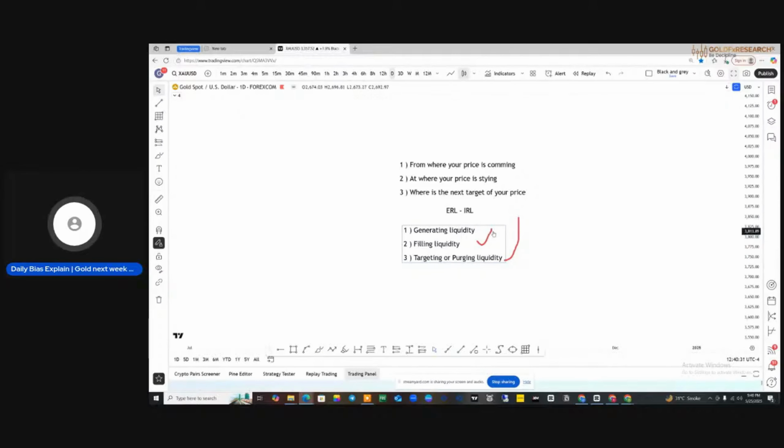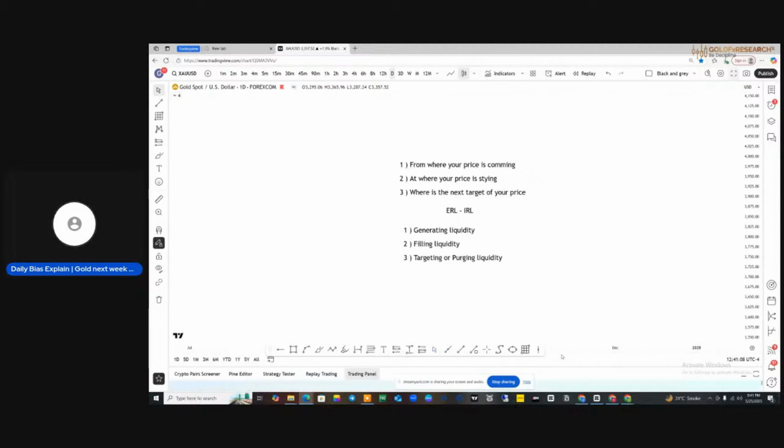Now you guys tell me, guess in the comment section, out of ERL and IRL, which one is generating liquidity, which one is filling liquidity, and which one is purging liquidity. Go ahead and make your guesses. Let me know in the comment. According to you all, what is purging liquidity, filling liquidity, and generating liquidity? Which one of these is ERL? Which liquidity is IRL?